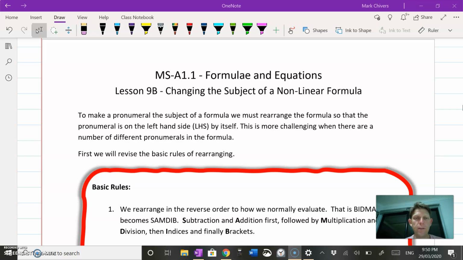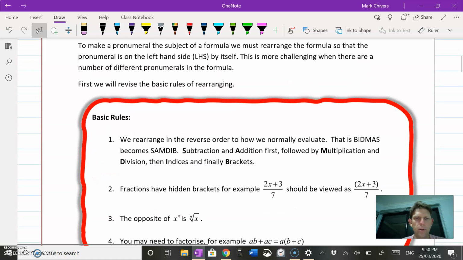So we did a bit of this stuff in our very first unit on formula and equations, and you can see here that that's what I've got the title of the sheet down as, and I've called it lesson 9B. So if you want to see what we were doing at the time and how this extends it, go back and have a look at lesson 9, and this will follow on from there. And I just threw in some basic rules.